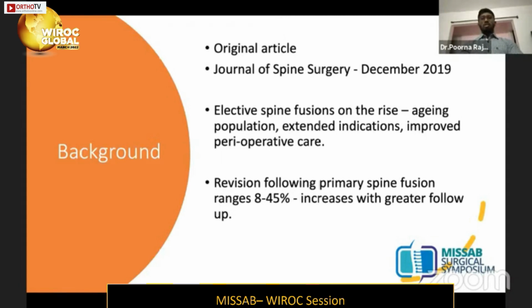So whatever kind of fusion you're doing, and whatever comorbidities the patient has, you can manage them perioperatively, because we have an improved team to manage that. And revision following a primary spine fusion ranges from 8 to 45%, taken from multiple articles, and it increases with a longer follow-up.